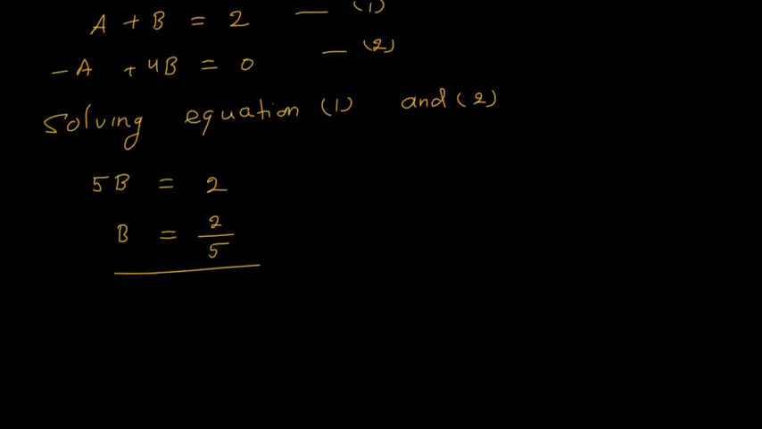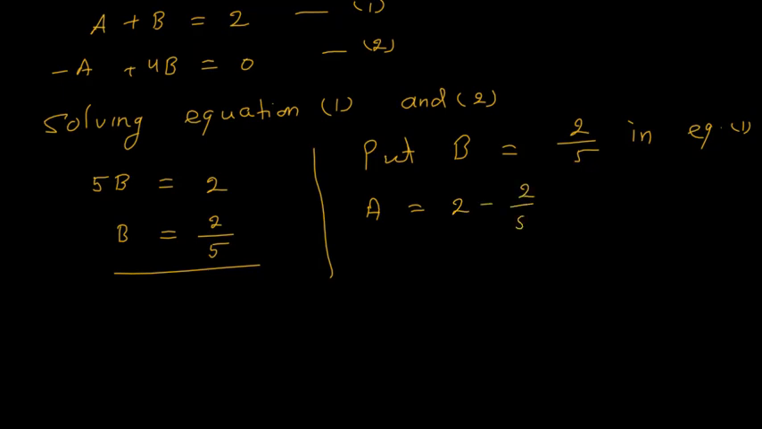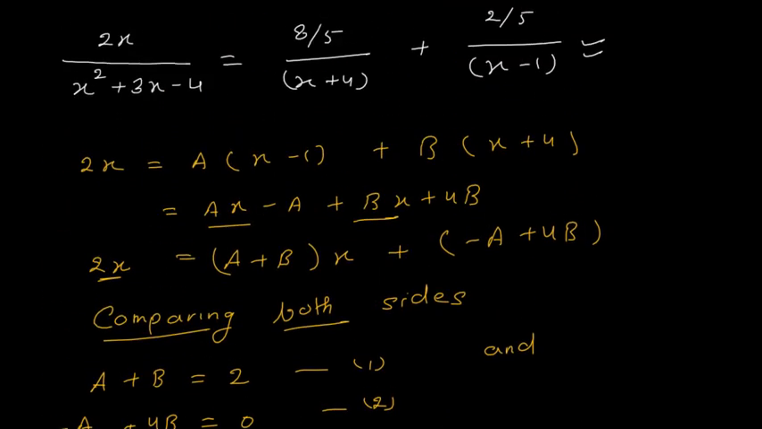Once I got the value of b, I can put this value of b in any of the equations. So put b is equal to 2 upon 5 in equation 1. I will get a is equal to 2 minus 2 upon 5, that gives 10 minus 2, 8 upon 5. So finally again you have the required expression 2x upon x square plus 3x minus 4 as 8 upon 5 divided by x plus 4 plus 2 upon 5 divided by x minus 1.